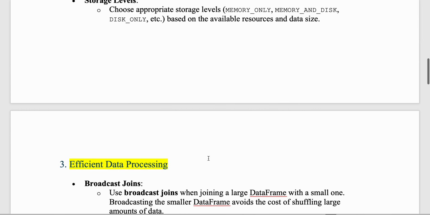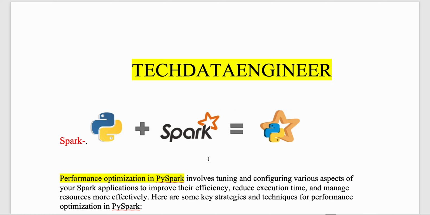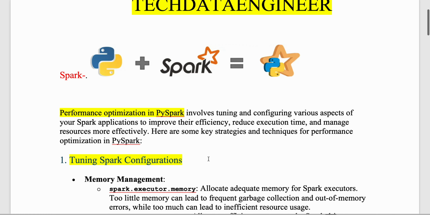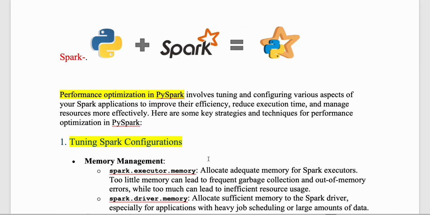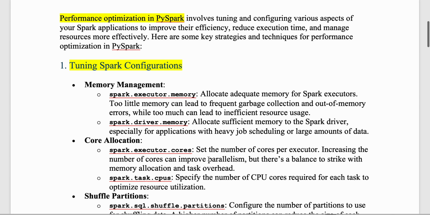You can use them in your application and then rerun it to check whether there is a chance to get your job optimized. Based on all these parameters, you can configure and check so that your job gets optimized.